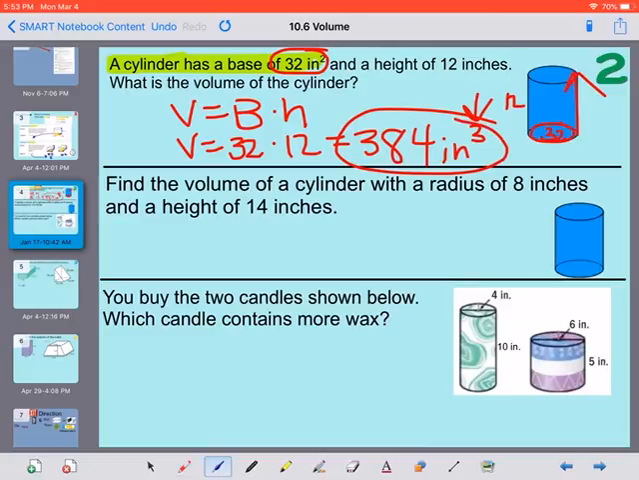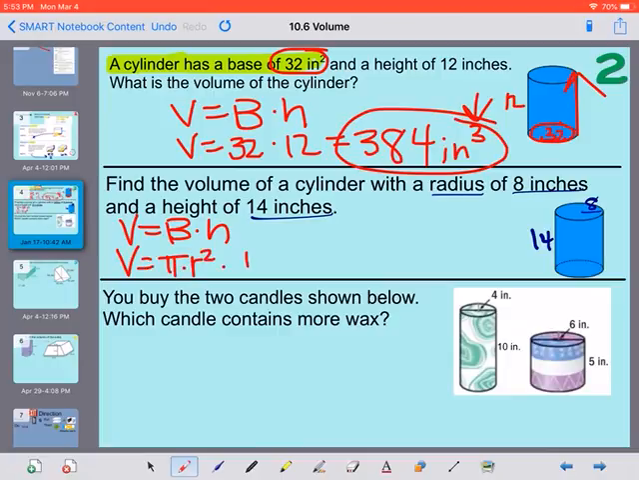Next, find the volume of a cylinder that has a radius of 8 inches. So we're going to have to do a little bit more work this time. And a height of 14 inches. So, same formula, area of the base times the height, but our base is a circle, pi times radius squared for a circle, and then times our height. So I'm going to use 3.14 for pi. 3.14 times our radius squared, 8 squared, times our height, which is 14.